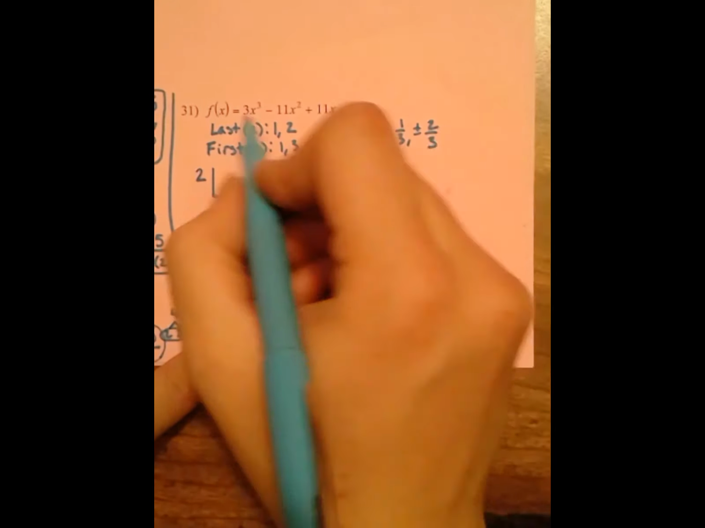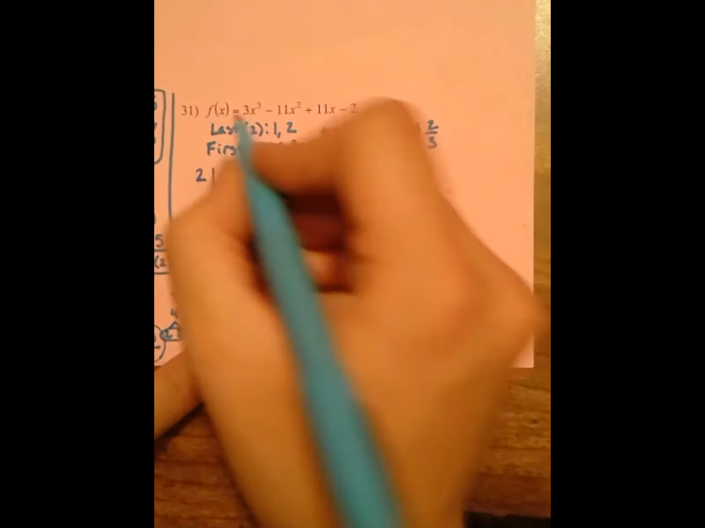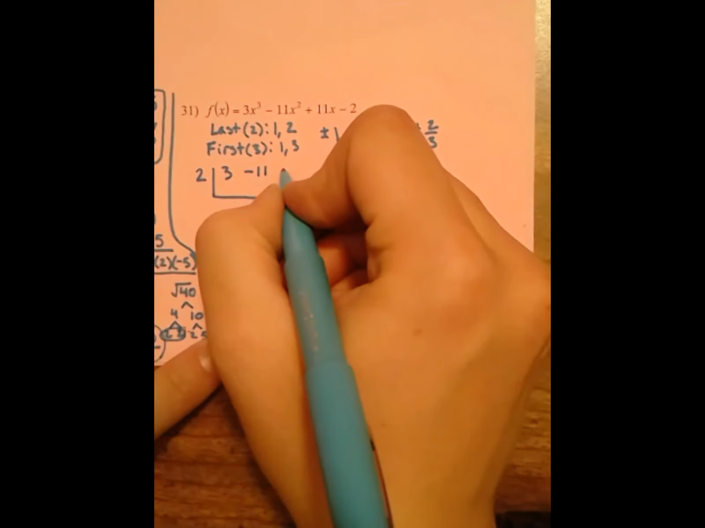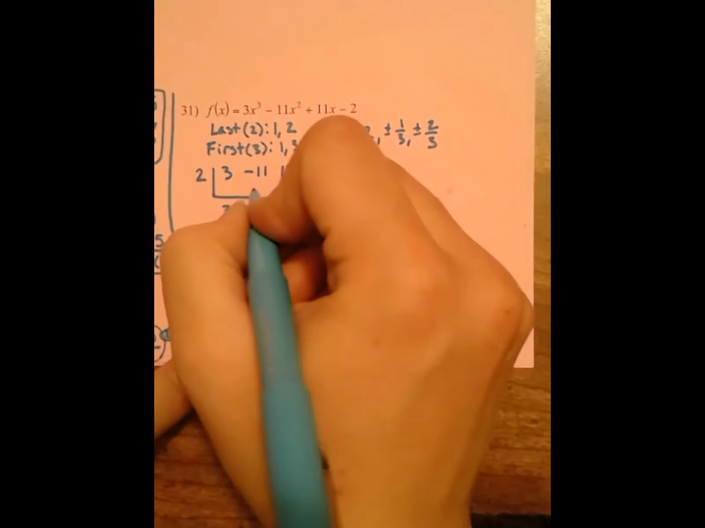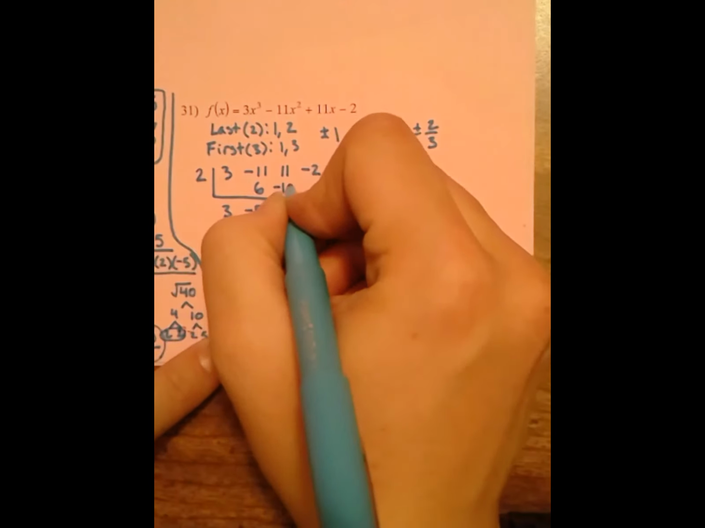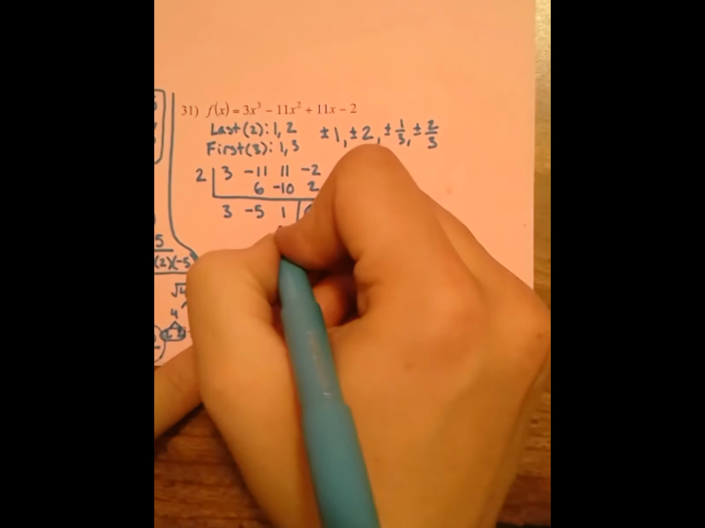Check for placeholders. We are all okay on that front. We have x cubed, x squared, and just x. So we are totally set. 3, -11, +11, and -2. So I'm going to drop, multiply, add, multiply, add, multiply, add. Okay.